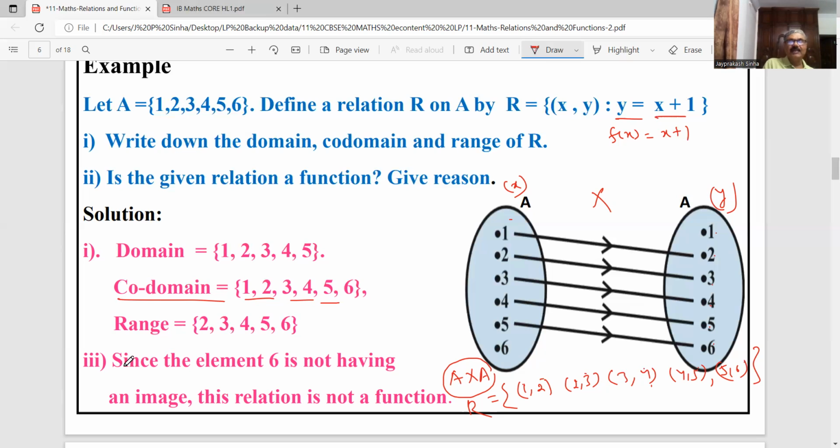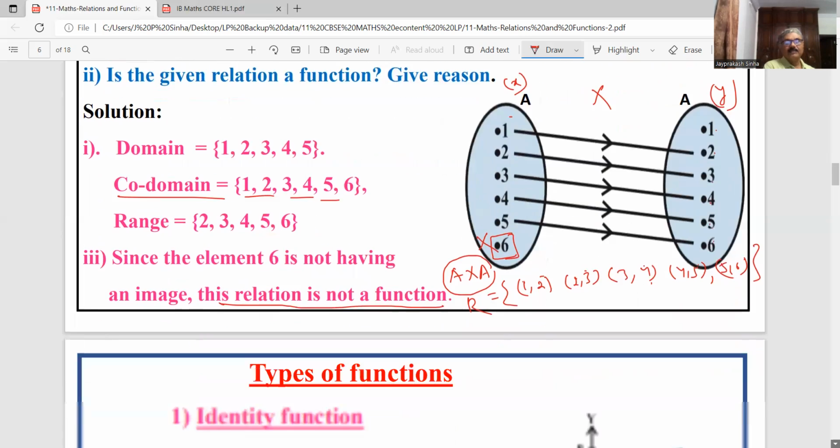Now, is this a function or not? See here, one element is left out. What is the definition of a function? Every element in set A should have a unique image in set B. So here, this 6 is not utilized. So this is not satisfying the definition of a function. So this relation is not a function. Come to the next one.